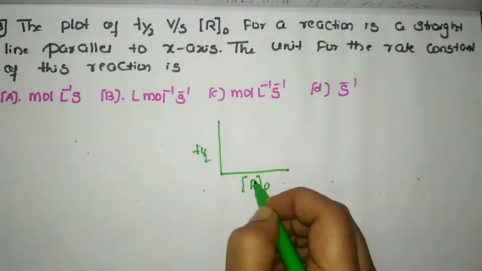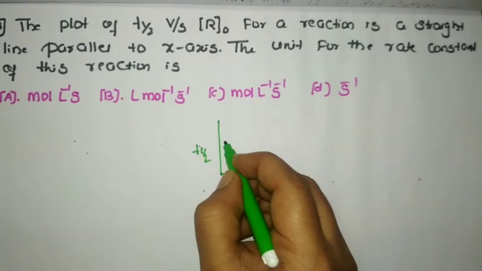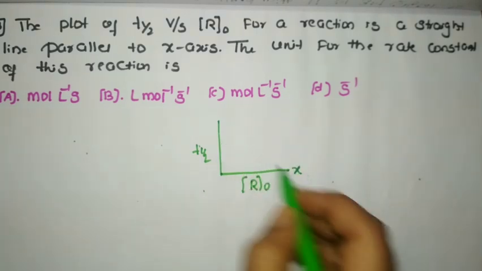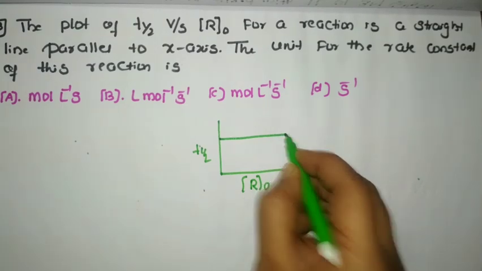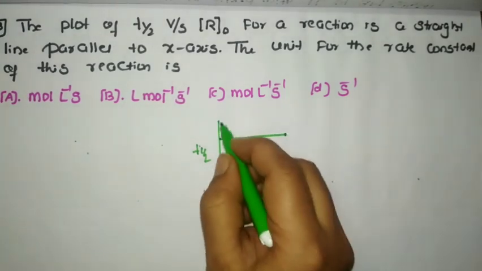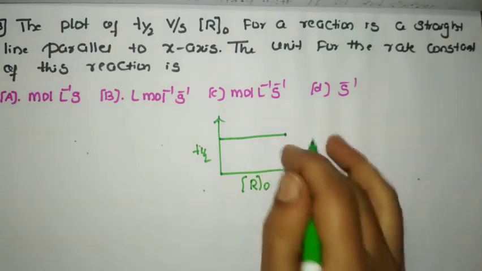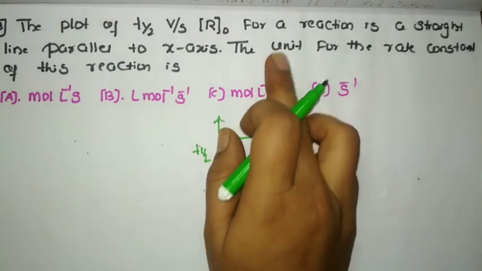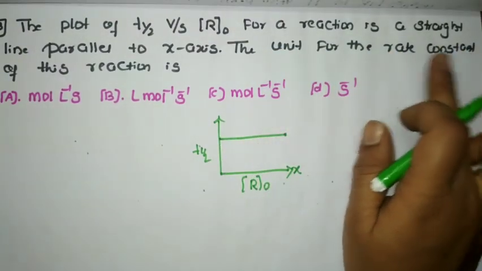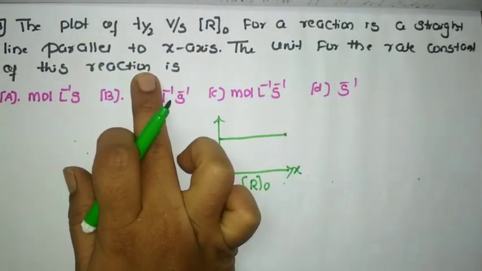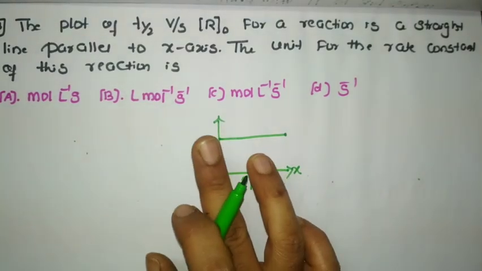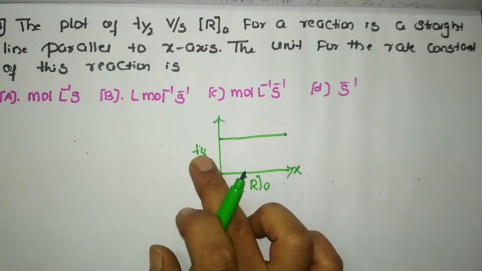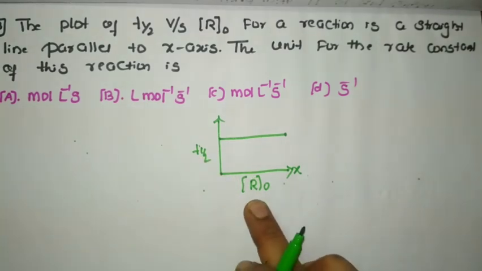When I draw a graph of these two values, we are going to get a line parallel to the x-axis. This is the x-axis. A line will be drawn parallel to the x-axis. So this graph is going to represent one rate of a reaction. According to that rate of a reaction, what is the unit for the rate constant? We need to tell. 4 units are given over here. So you could see here half-life period and the initial concentration.